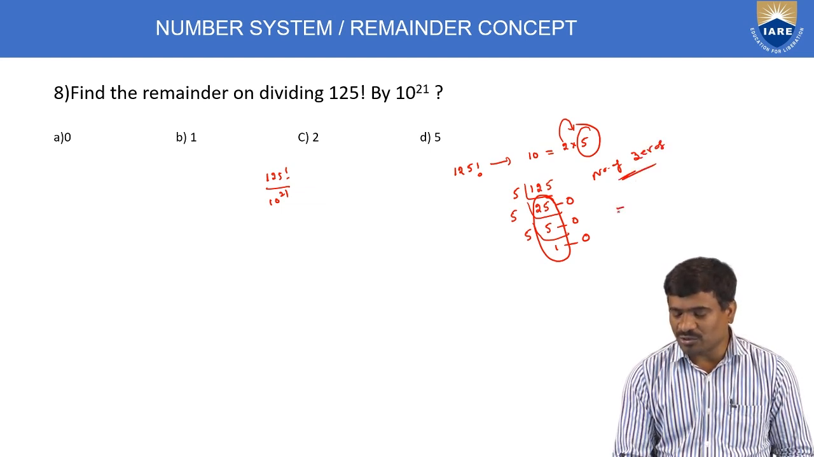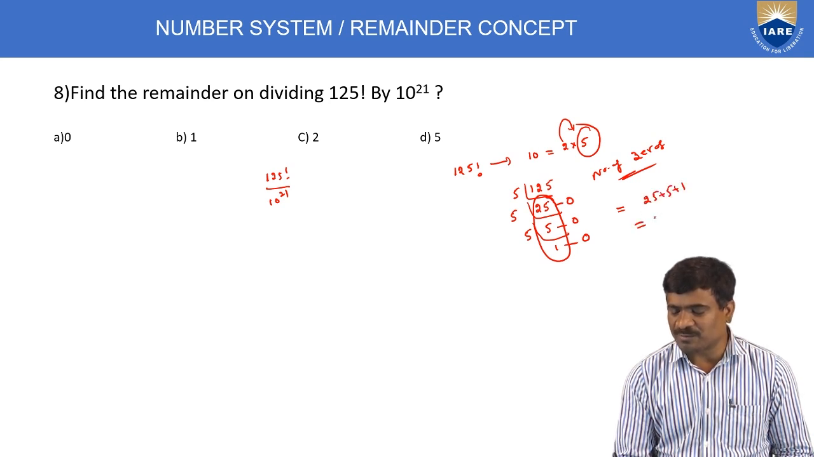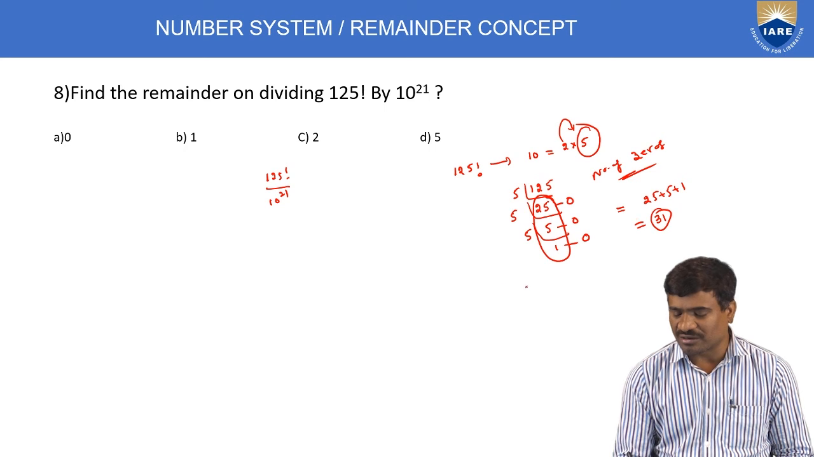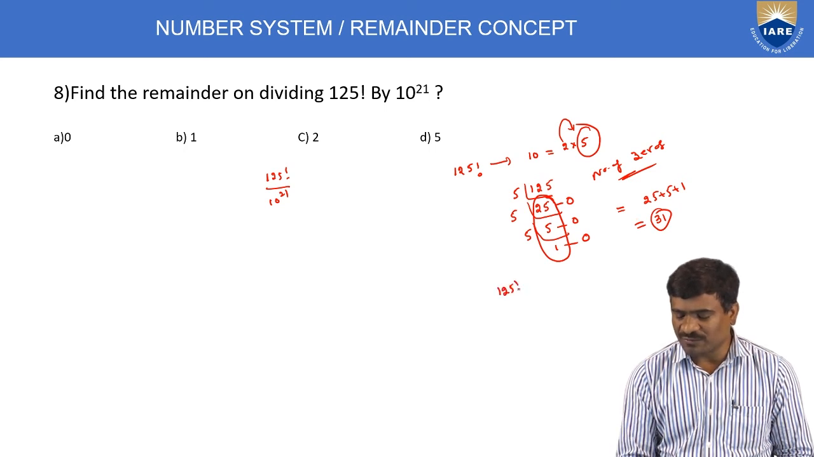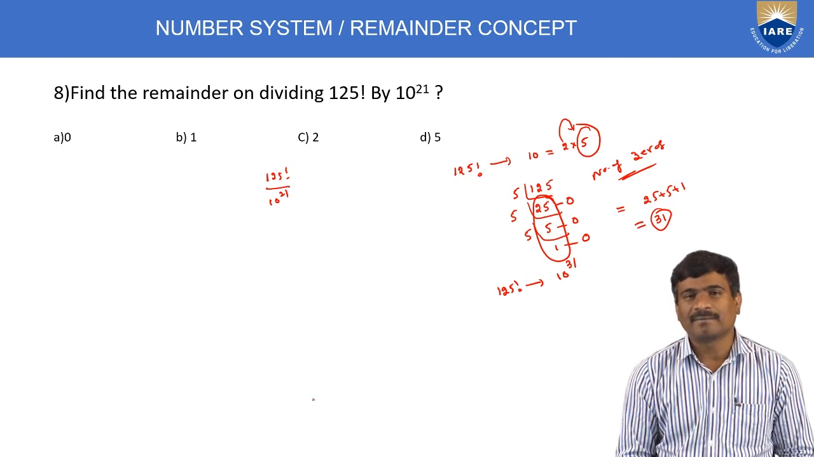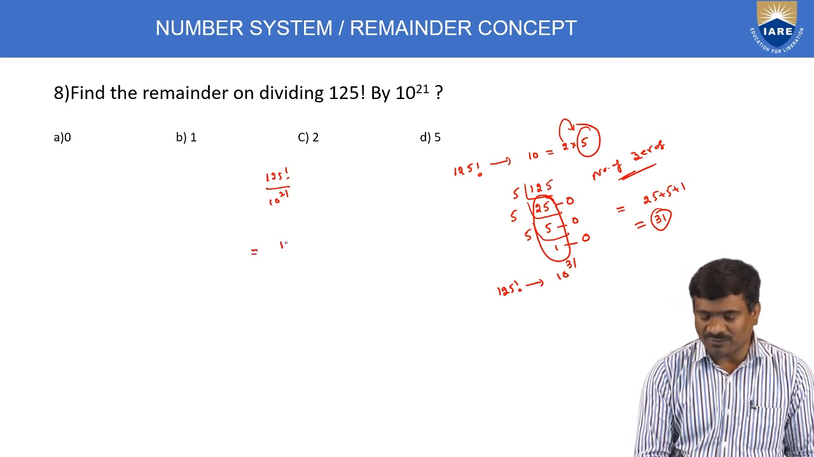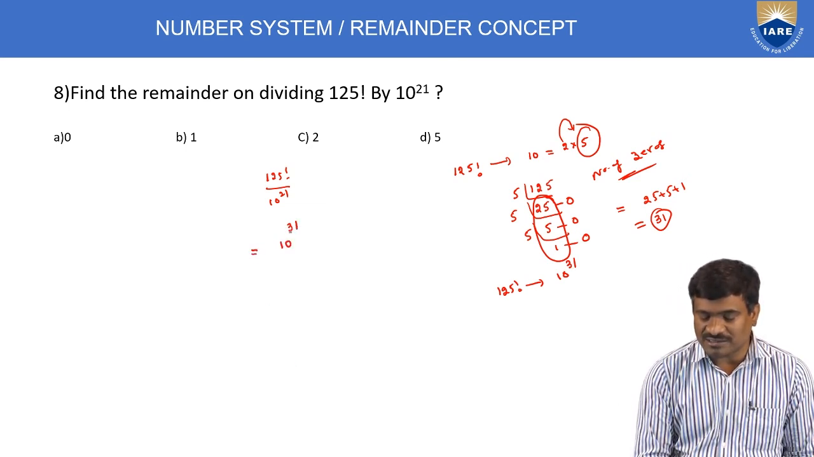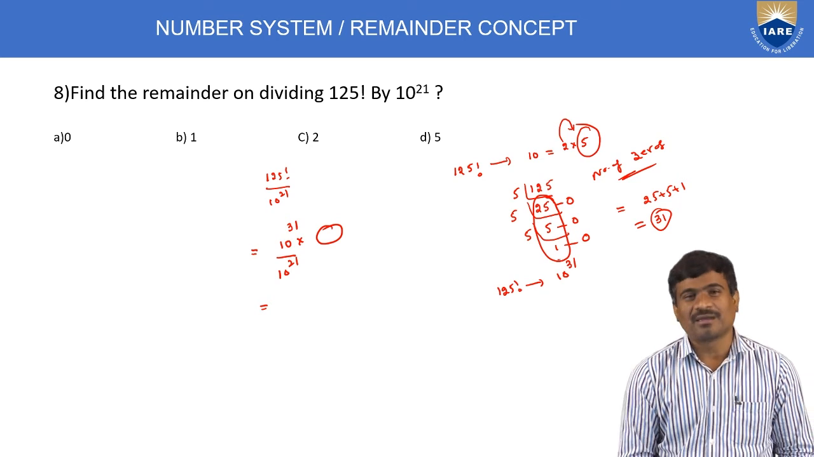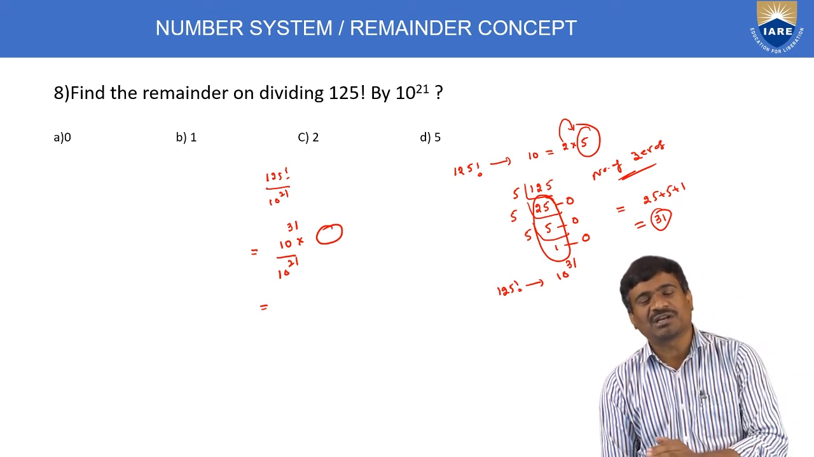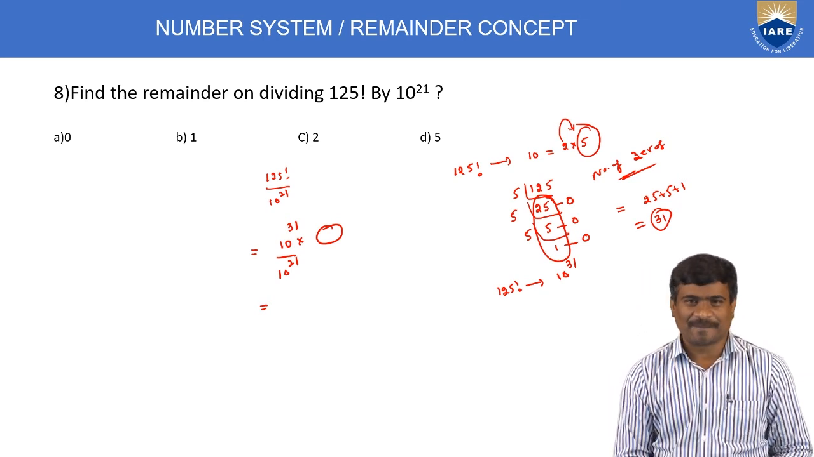Here calculate the total number of 5's. Total number of 5's: 25 plus 5 plus 1 is equal to 31. Therefore, 125 factorial contains 31 tens. The numerator 125 factorial contains 31 tens, divided by 10 to the power of 21. It is 10 to the power of 21 into some number, that is called 125 factorial.